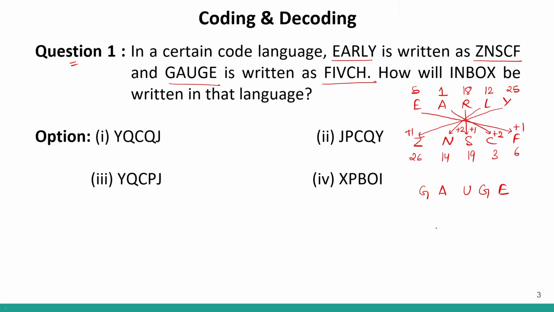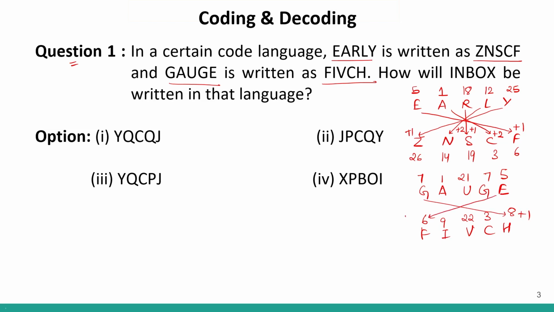Correct? GAUGE is coded as FIVCH. So the code for G is 7, for A it is 1, for U it is 21, for G it is 7, and for E it is 5. The code for F is 6, for I it is 9, for V it is 22, for C it is 3, and for H it is 8. So again from G to H we moved 1 position forward.